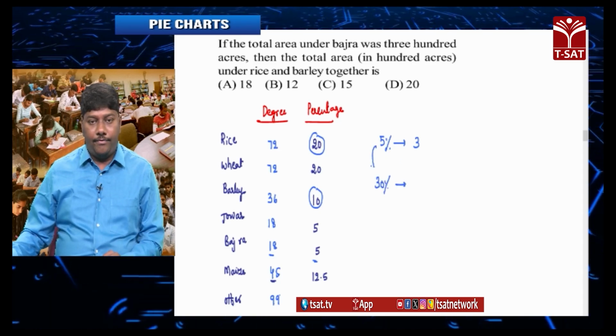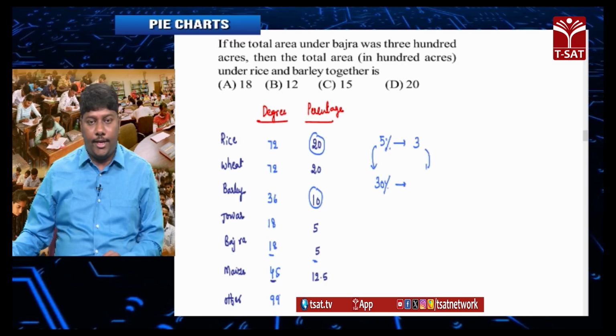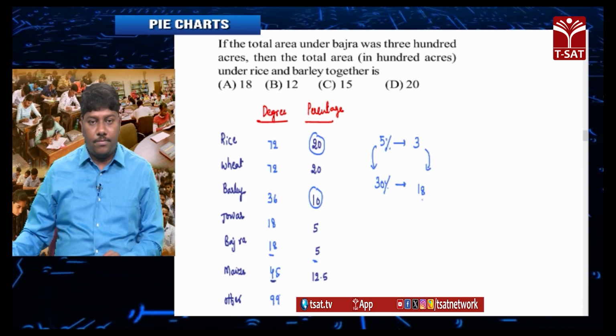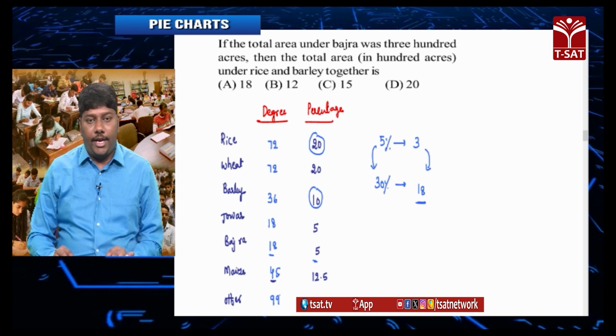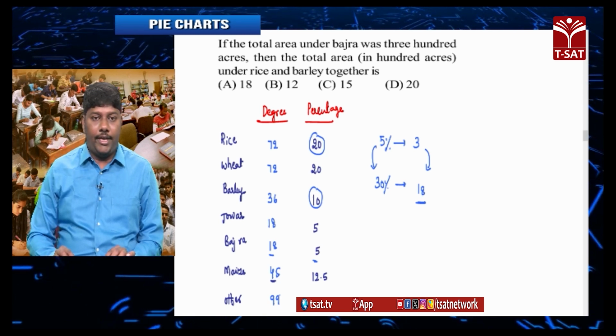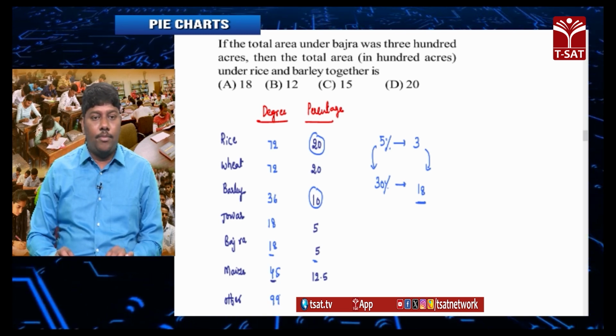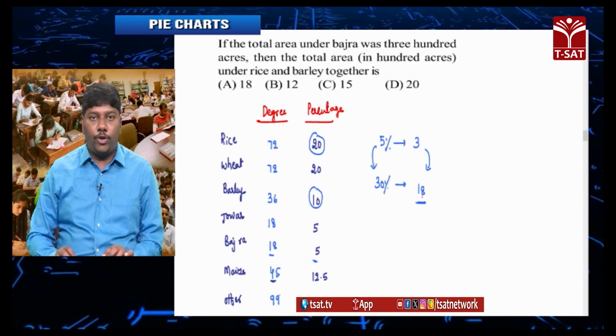I would say 5 into 6 is 30. 3 into 6 is 18. So, I can say it is simply 1800. So, 1800 acres comes under both rice and barley together.